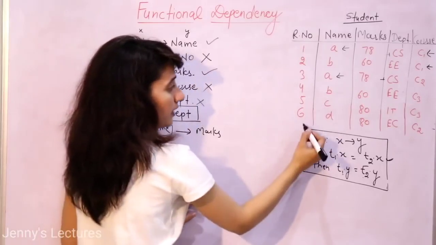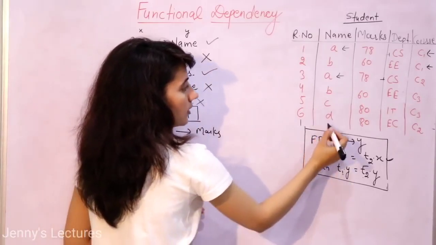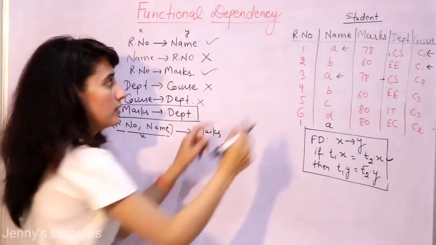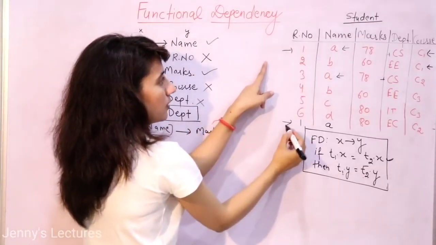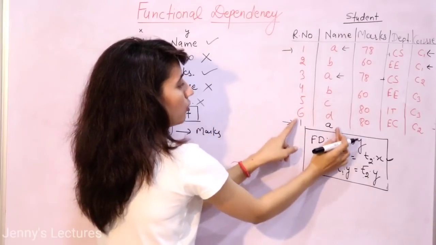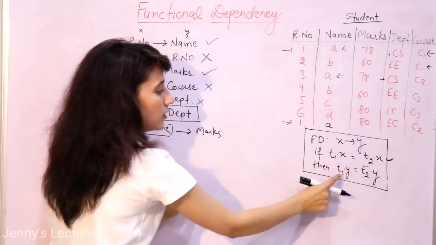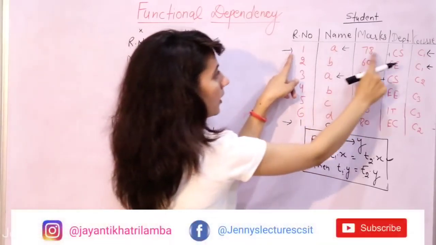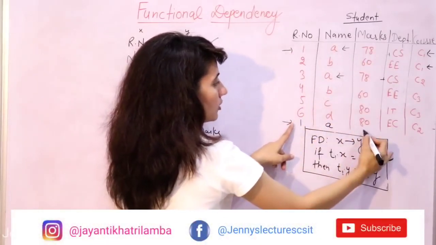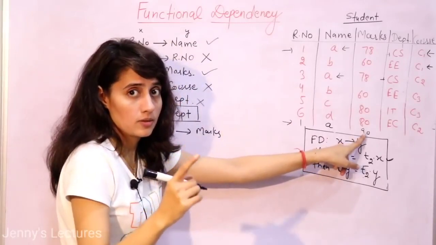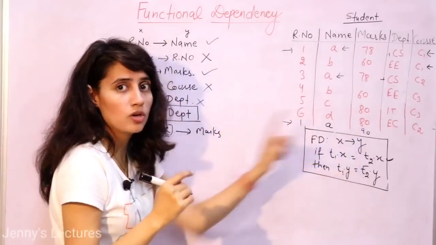If here I again write 1, and here I write A, then there would be a case that if I take this tuple and this tuple, then the combination is 1a, here also the combination is 1a. Then this is true. Now you have to check for marks. Here marks is 78, here suppose I am taking 90. So marks are different, so this is not a functional dependency.